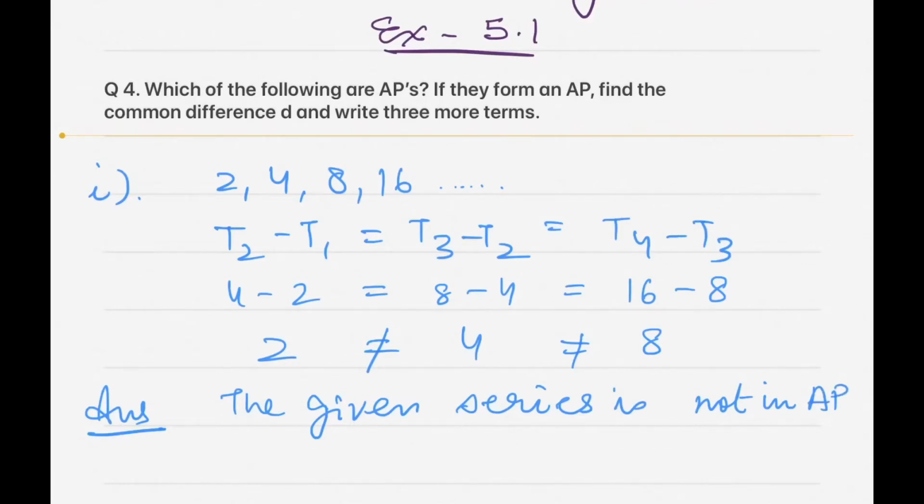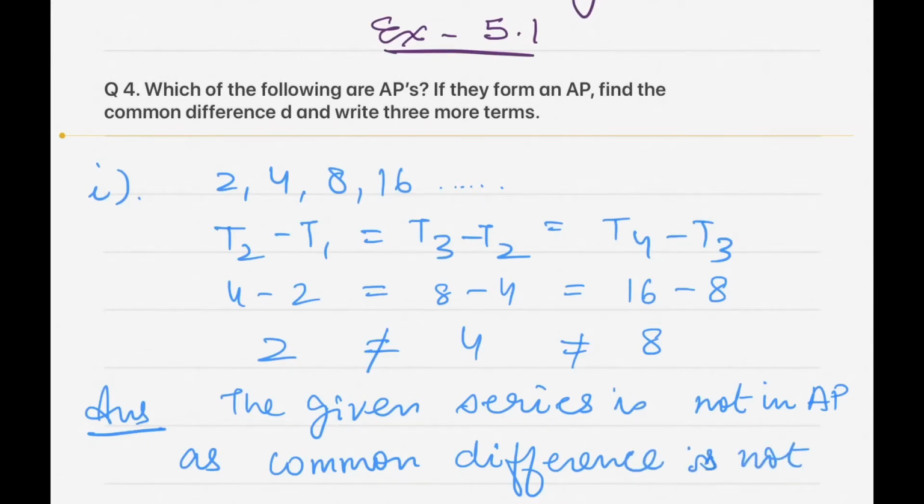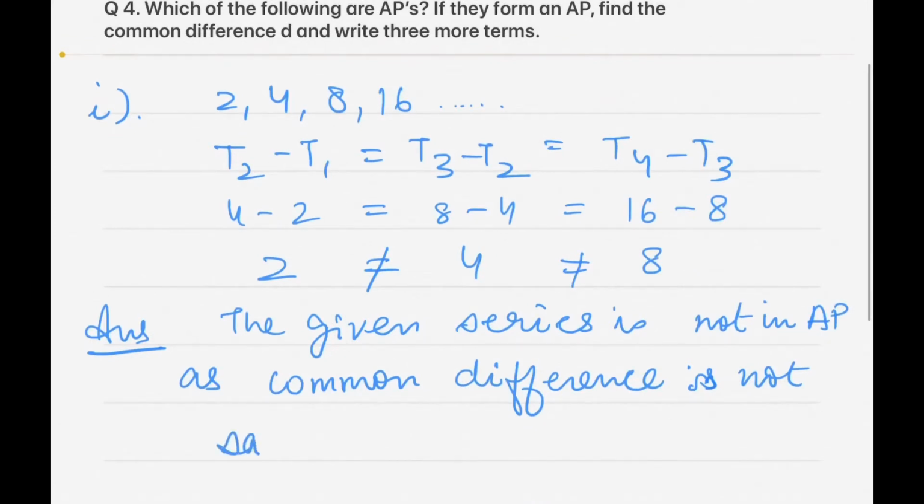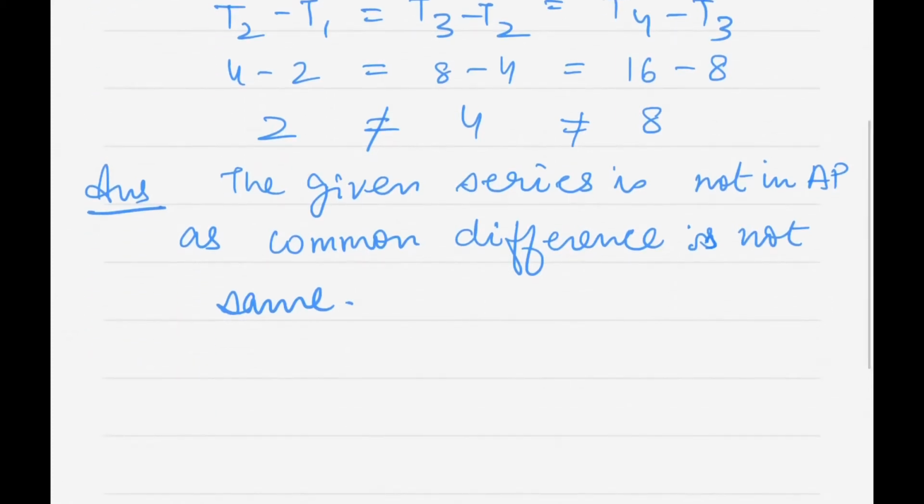Again we have to write the reason as: the common difference is not the same every time, so we can say that they are not in AP. So we don't need to write down the next 4 terms then, and we don't have to write down the d also.